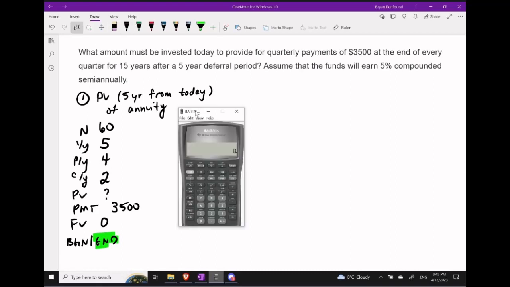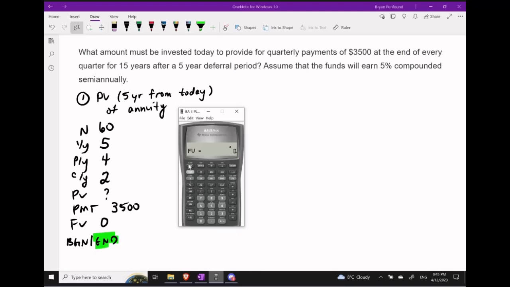All right, so ensuring that our calculator is set into end mode, let's start inputting some of our values. Here n is equal to 60. Our interest rate is 5%. Let's go into the submenu. My PY is already 4, but I'm going to scroll down. I need to update my CY to 2. Quit the submenu. I'm going to program in our payment size of $3,500 and our future value of 0.